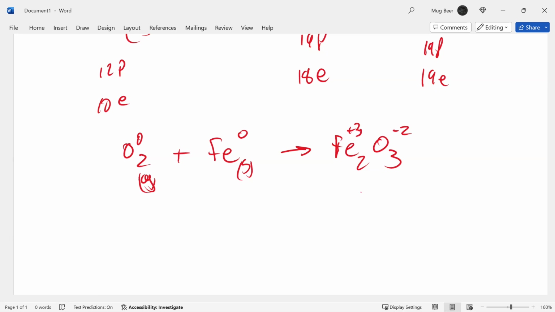Each one of them loses 3 electrons to the oxygen. So three oxygen atoms come over to 2 iron atoms. Each of the 3 oxygens takes 2 electrons away. The 2 iron atoms each give away 3 electrons, and then we end up with iron(III) oxide.